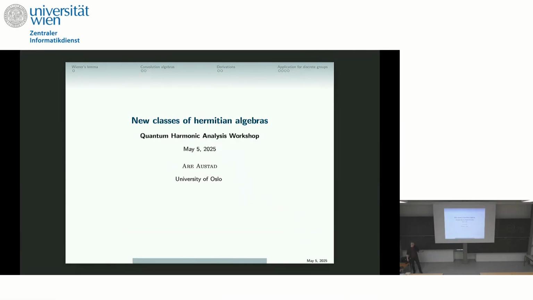So I'm going to be talking about a very classical problem concerning Hermitian L1 algebras, but I'm going to be talking about an entirely new approach to this problem. So a bit of background. I'm working in operator algebras and non-commutative geometry.